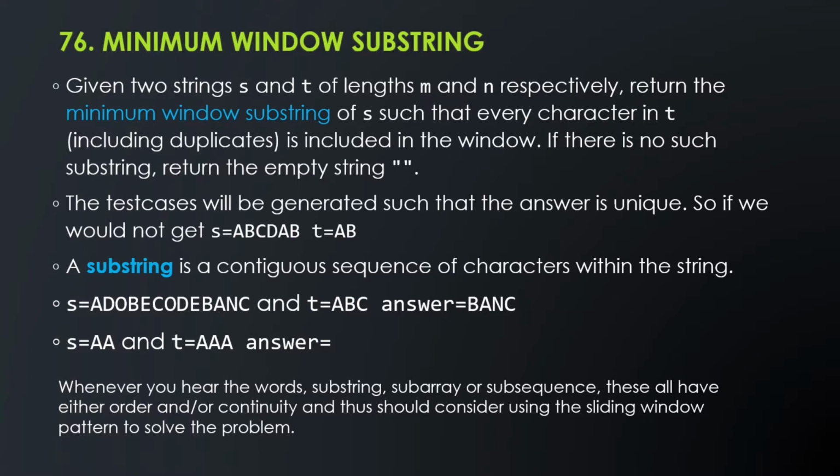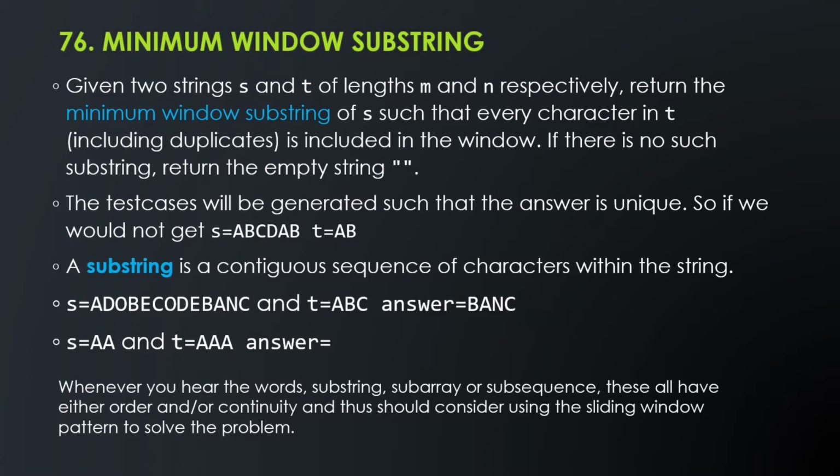With this problem, we're given two strings, s and t, of lengths m and n respectively, and our task is to return the minimum window substring of s such that every character in t, including duplicates, is included in the window. If there is no such substring, we need to return the empty string. It also says that the test cases will be generated such that the answer is unique.